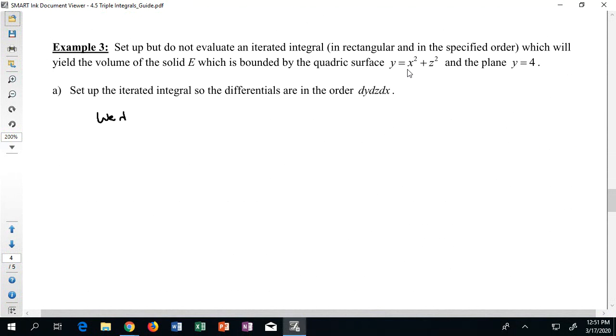So again, I'll start here by saying we draw a picture of the solid E. All right, so let's see here. I have y equals stuff with x's and z's. I might be able to get a sense very quickly, though, of what this quadric surface looks like, because if I stare down the x-axis, I see a parabola. If I stare down the z-axis, I still see a parabola. And if I stare down the y-axis, I see something like a circle. So staring down the y-axis, I see a bunch of different circles.